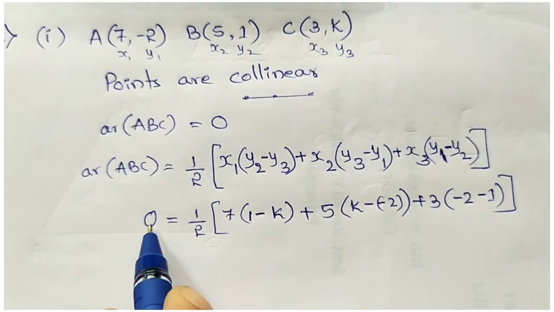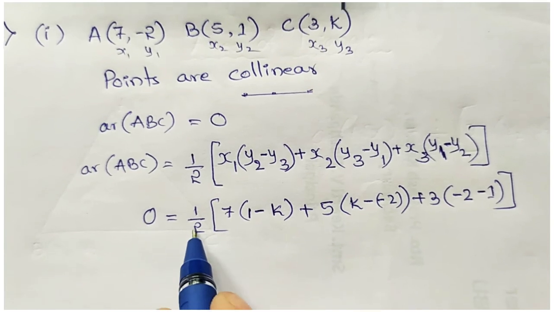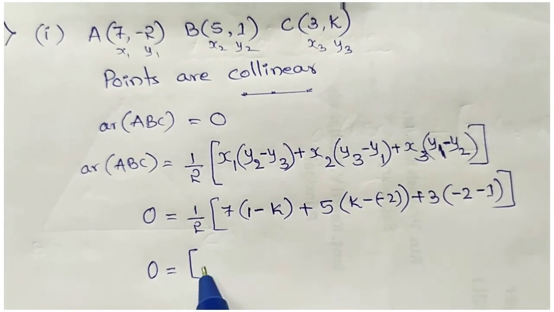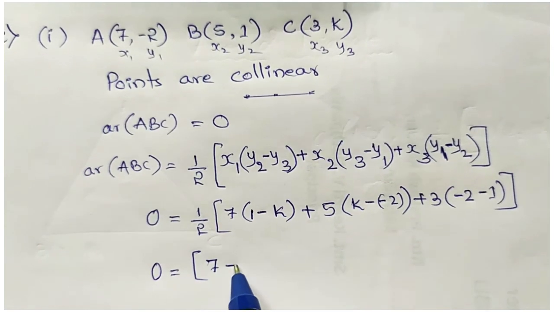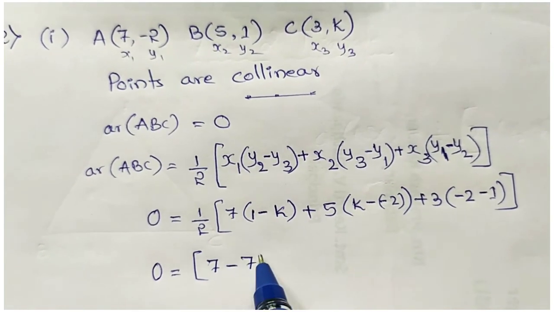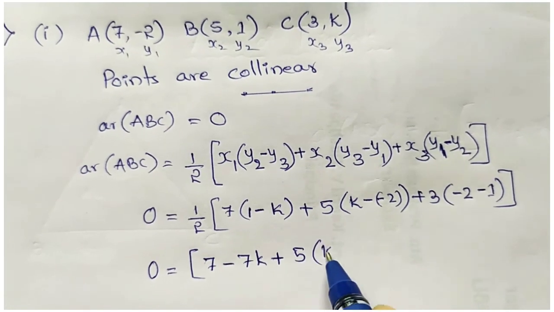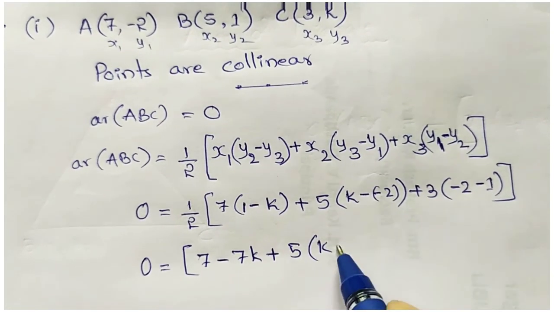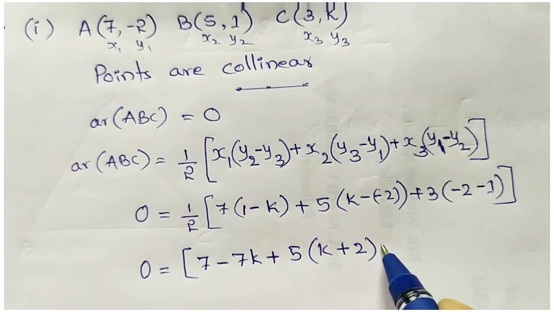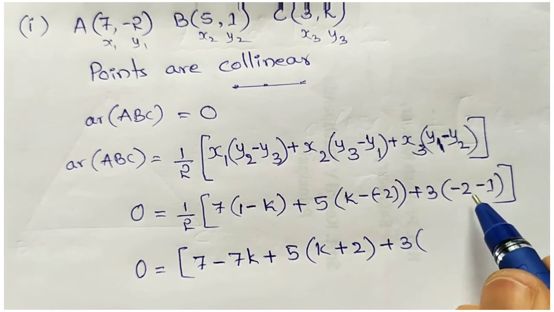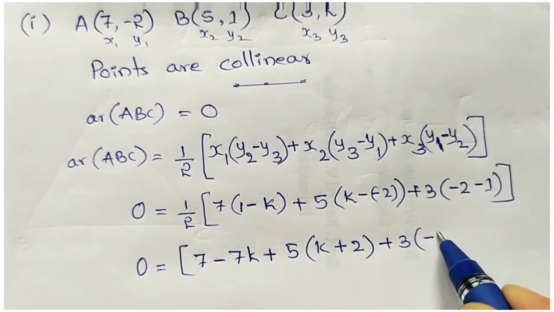Okay, take this 2 to the left side, it becomes 2 into 0, 0 equals. Now 7 ones are 7, minus 7 into k, 7k, plus 5 of (k minus of minus 2), plus 3 into (minus 2 minus 1), what do you get here? Minus 3.